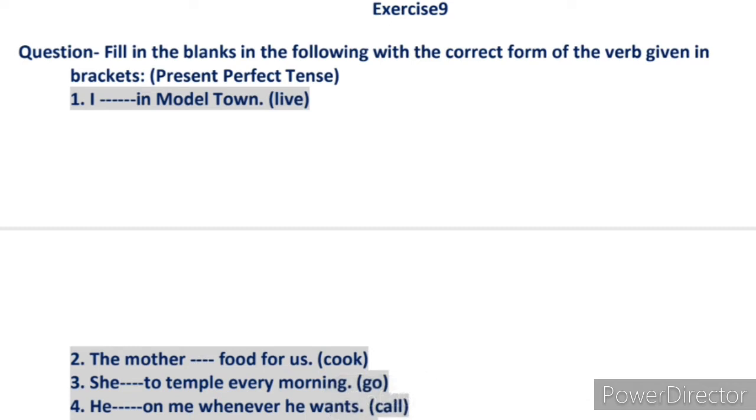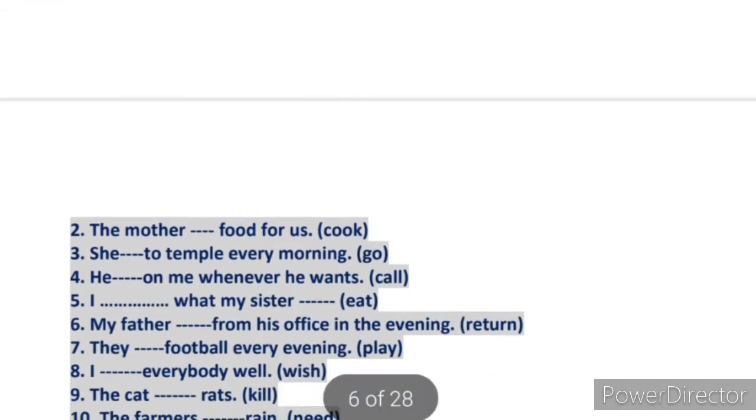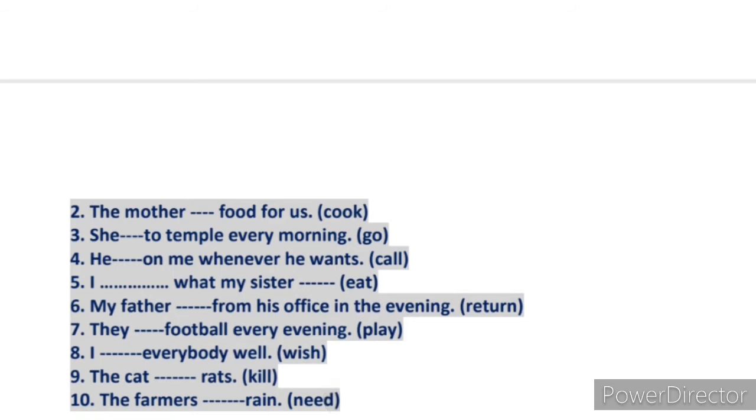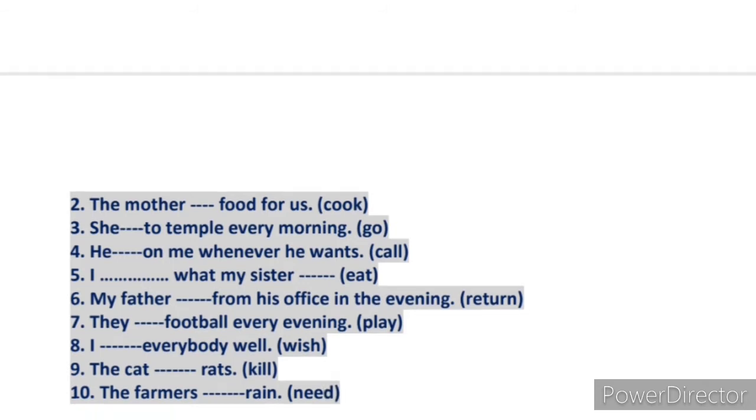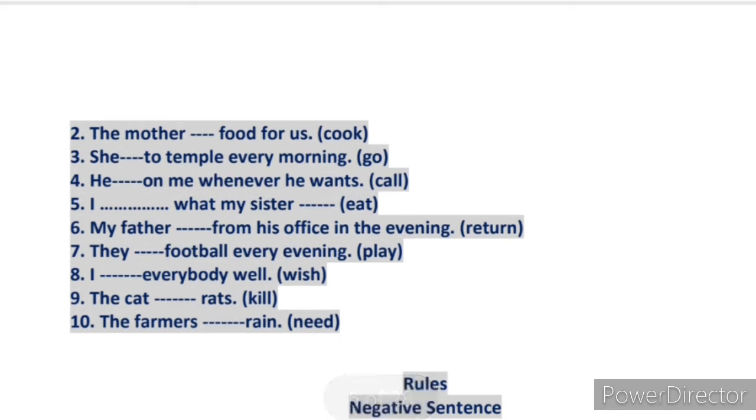First is I live in. So the answer will be I have lived in Model Town. Next, the mother cook food. Answer will be the mother has cooked food for us. Next, she go. Then the answer will be she has gone. She has gone to temple. Then he call. Answer will be he has called on me.